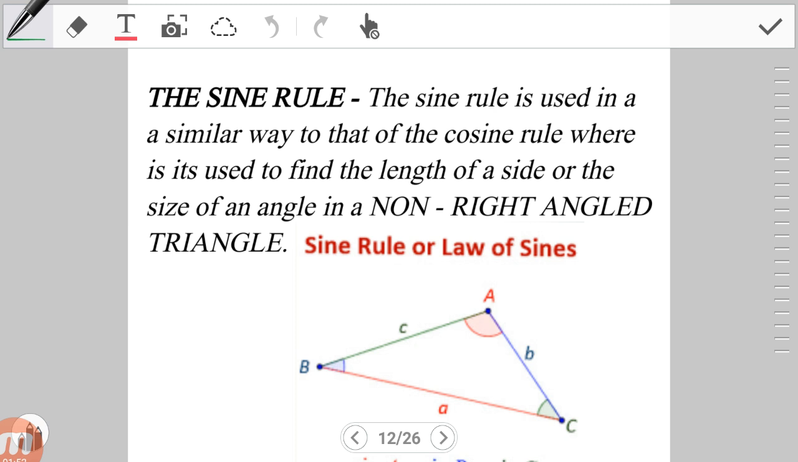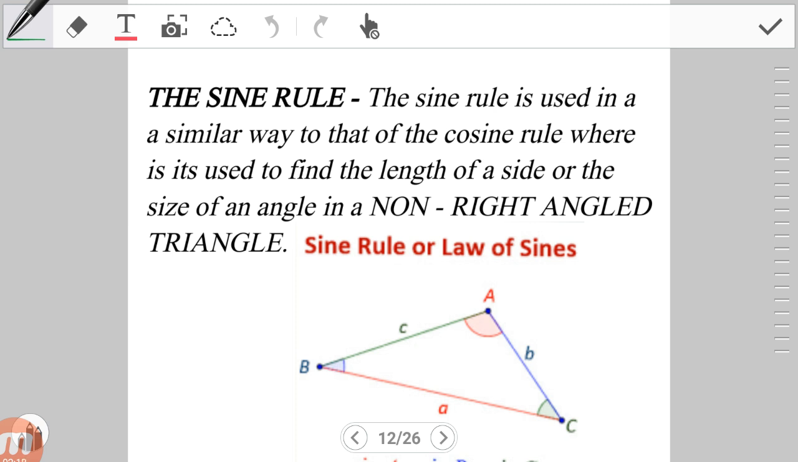Let's jump right into the video and have a look at what the sine rule is. Now, on screen here, as you can see, the sine rule is used in a similar way to the cosine rule, where, as mentioned before in the intro, you are using the formula to find the length of a side or the size of an angle in a non-right angled triangle.